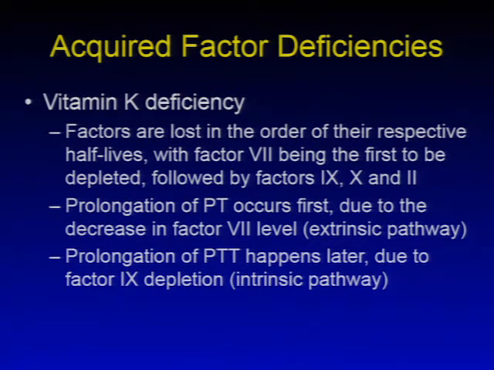The factors are lost and become depleted in the order of their respective half-life. So factor 7 with a half-life of only about 6 hours is the first to be depleted, followed by factor 9 that has a half-life of about 24 hours, and then factor 10 and 2 have much longer half-lives, even than factor 9. So because of factor 7 being lost, there's a prolongation of the PT, factor 7 being involved mostly in the extrinsic pathway.